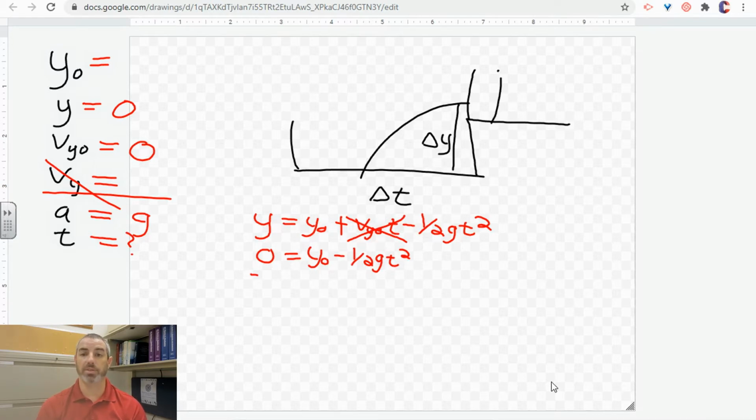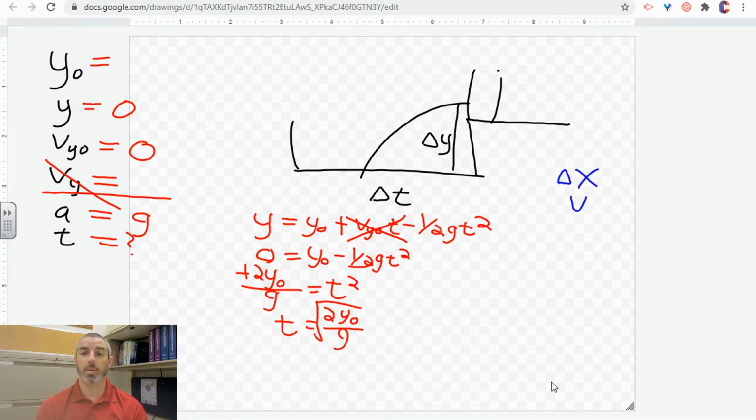Now we're going to rearrange this equation and solve for time. We get that t squared is equal to 2y0 over g, and then we take the square root of both sides to get an equation for time. So t is equal to the square root of 2 times the initial height divided by g. This is how you're going to calculate your time.